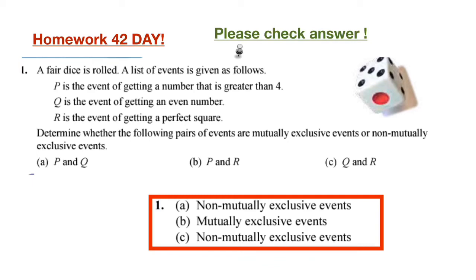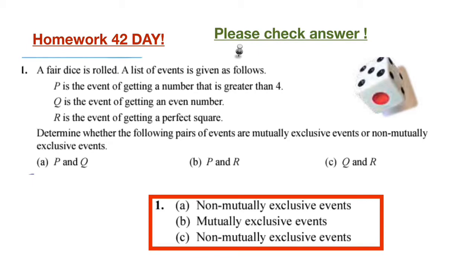Let's discuss the answer. P and Q. P is a number greater than 4, so you have 5 and 6, right? Q is the event of getting an even number, so you have 2, 4, and 6. So it seems like you have a common element between set P and set Q. P and Q intersect, right? So when it intersects, it is not a mutually exclusive event. So P and Q are non-mutually exclusive events.